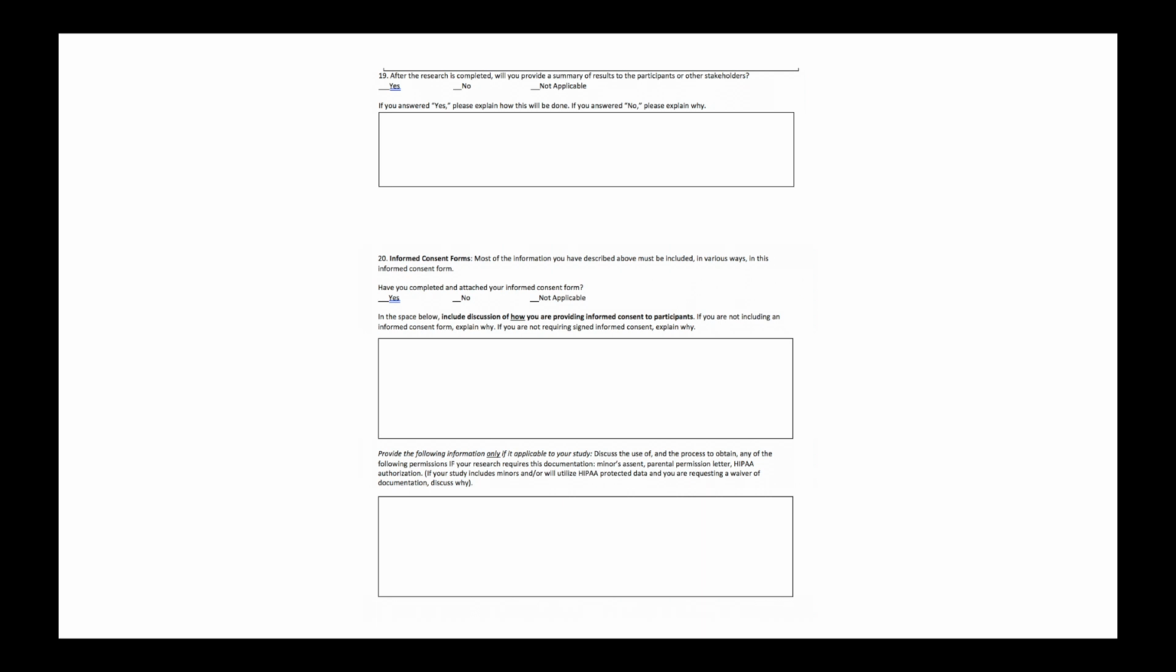Discuss, only if applicable, the use of and process of obtaining any of the following permissions if your research requires this documentation: minor's consent, parental permission, and so on, HIPAA authorization. It shouldn't be an issue with any of you. After that, you're just going to declare that you're the principal researcher, and that's pretty straightforward.